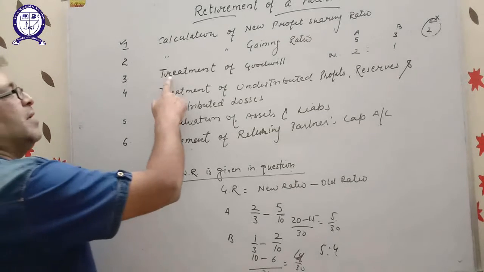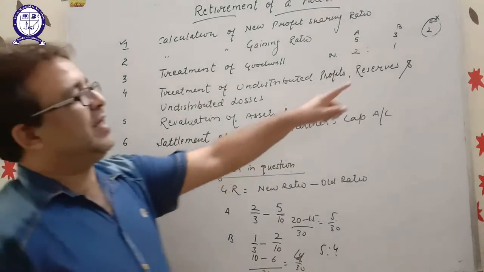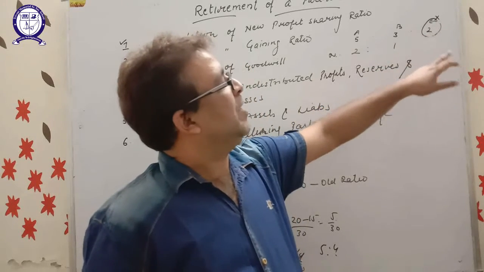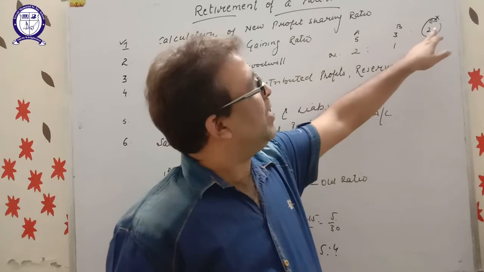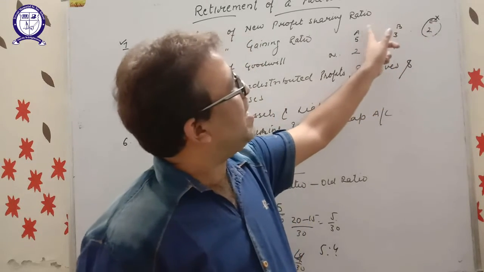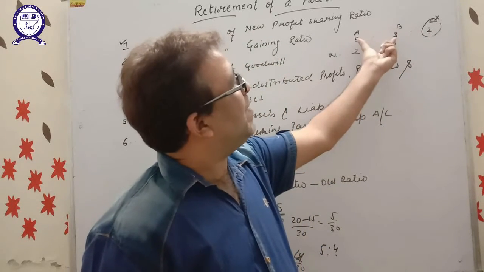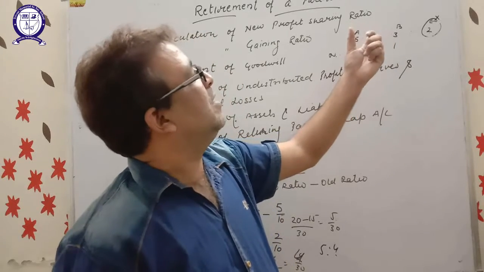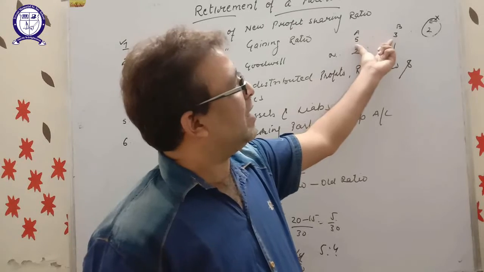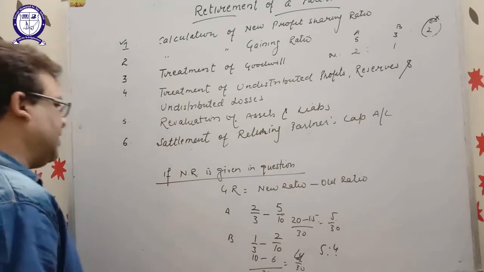Now the next point is treatment of goodwill. In this chapter, C, the retiring partner, is a sacrificing partner. He is leaving the firm, so he is leaving his share of profit. He is giving his share of profit to the remaining partners. So he is a sacrificing partner and the remaining partners are the gaining partners. So the journal entry for the goodwill will be gaining partners' capital account debit to sacrificing partner's capital account.